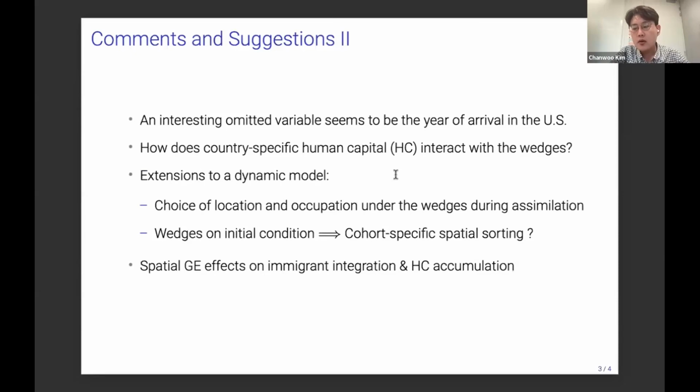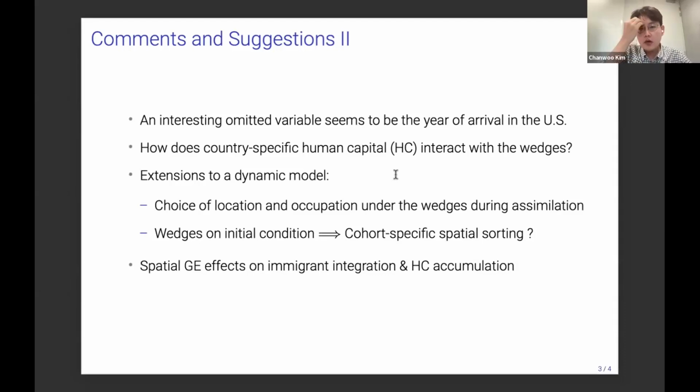two wedges? Imagine you extend your setting model to a dynamic model, the choice of location and occupation under these two wedges is something happening during the immigrants' integration. And as you may know, there are recent papers discussing how exogenous allocation of refugees could have long run effects on their integration. So if immigrant-specific initial conditions interact more with some wedges, then maybe you could observe cohort-specific spatial sorting patterns from your data. And you can also tackle the spatial effects on not only immigrant integration, but also the host country-specific human capital accumulation.